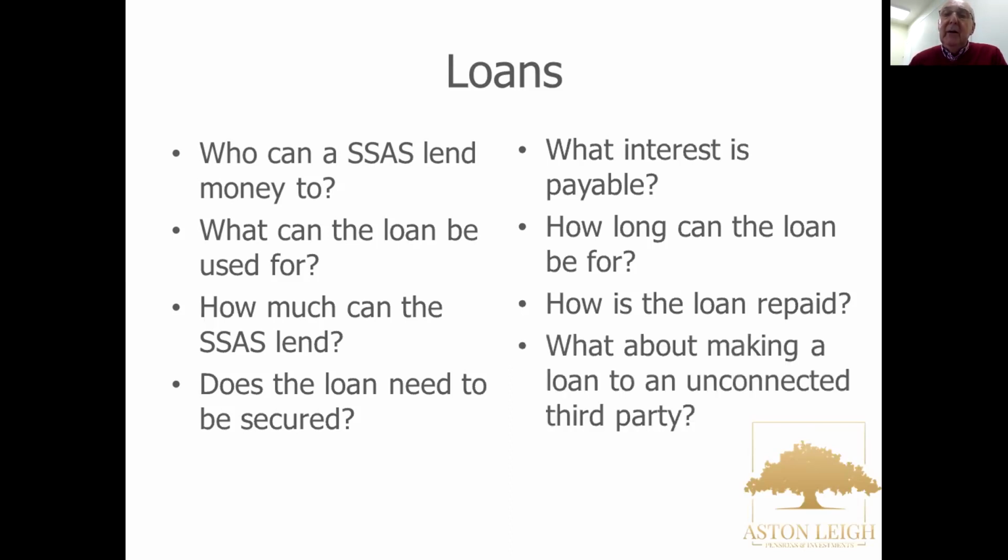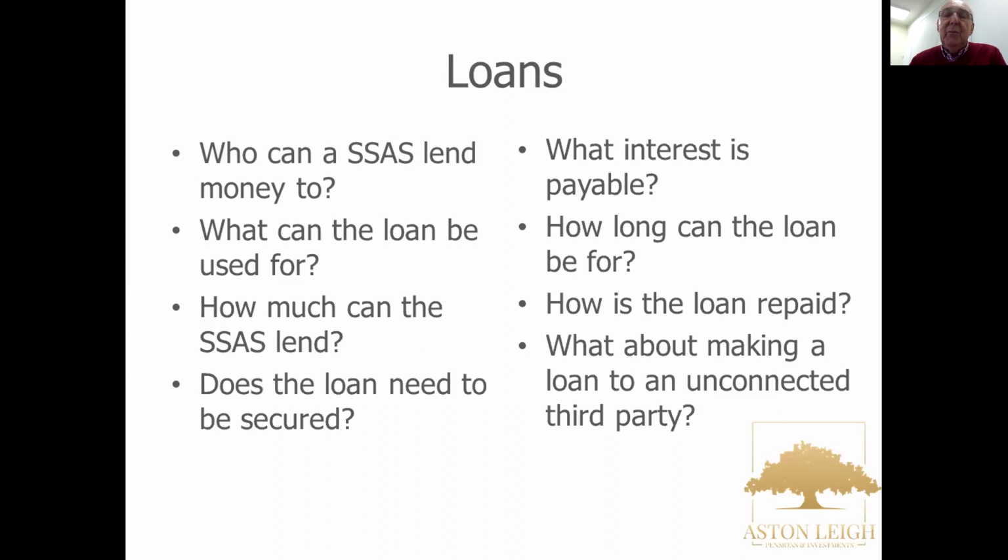And finally, what about making a loan to an unconnected third party? Well, a SSAS can make loans to an unconnected party. And the broad definition of this is a person or company who is not connected to a scheme member by marriage, family, or business. Now, there are no specific terms given by HMRC with regards to an unconnected third-party loan, but the trustees should ensure that any loan is prudent, secure, and on a commercial basis. There's no specific limit on the percentage of the fund that can be lent to an unconnected party, and neither is there a time scale or a requirement for security to be available. But as we said, the loan needs to be made on a very prudent basis.